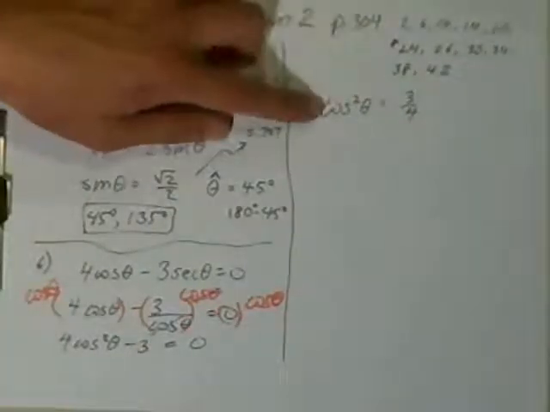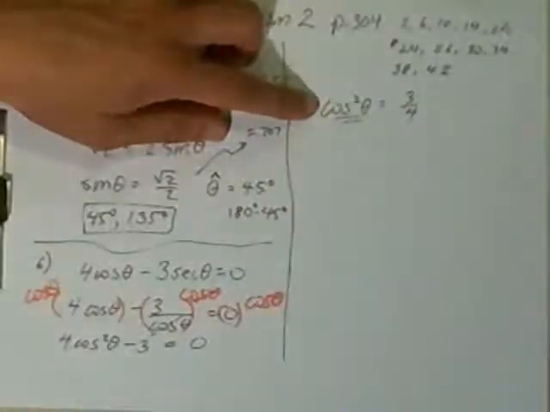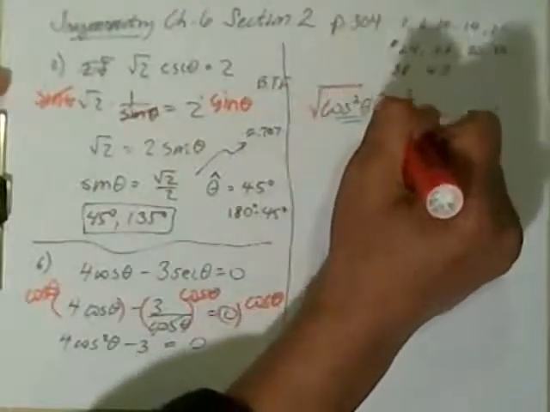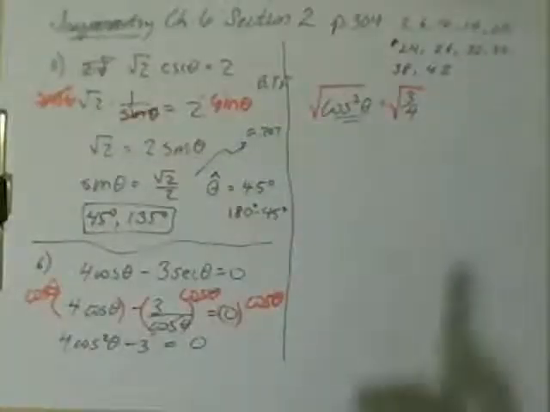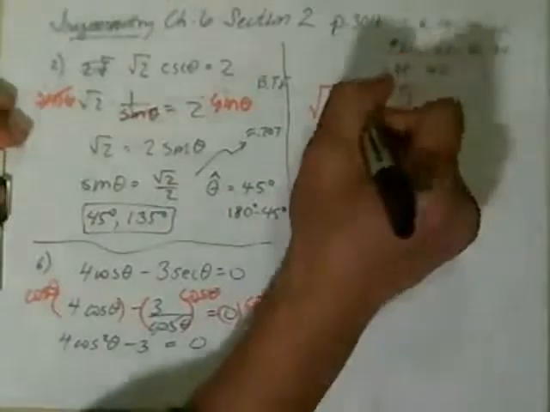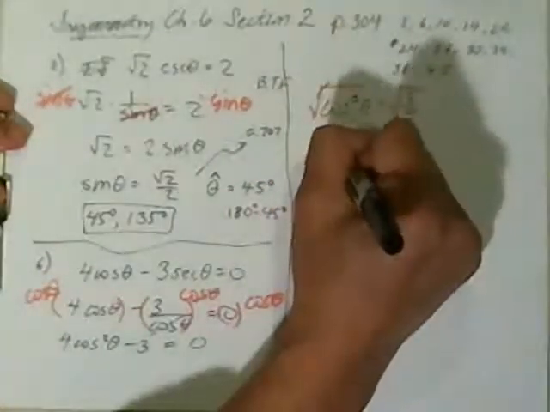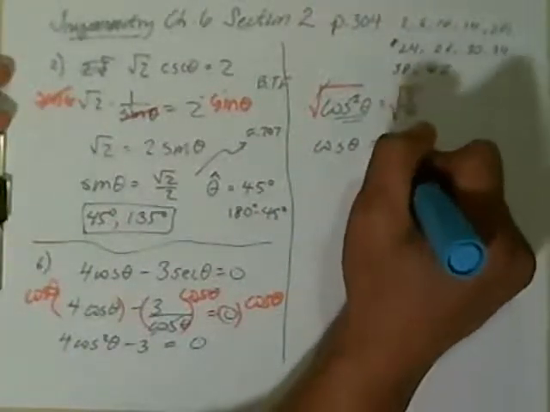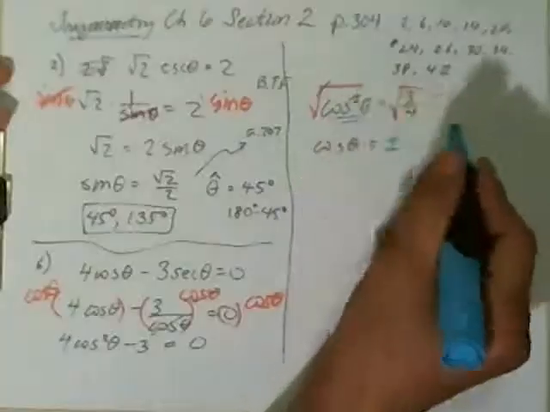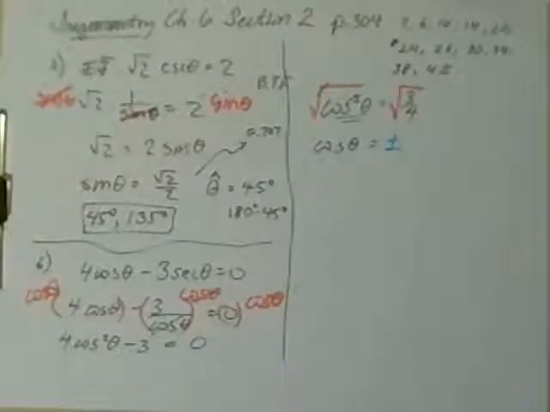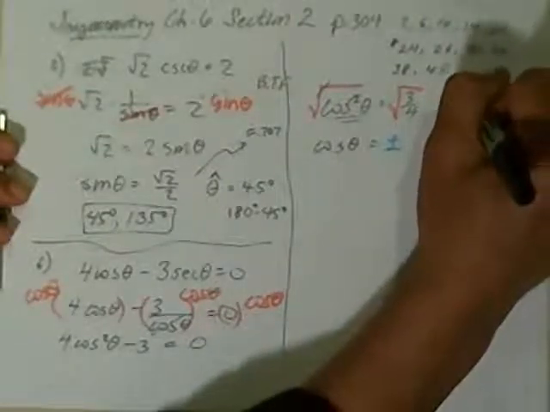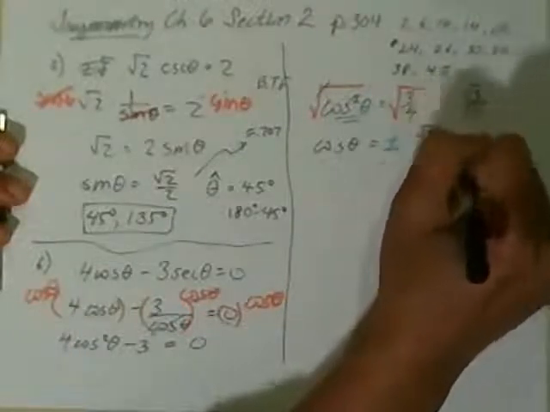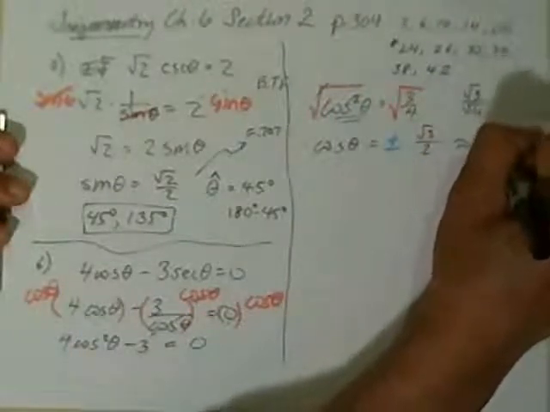How do you solve for cosine theta? That's a little tricky. Because of the square, I'm going to square root the left side, square root the right side. On the left side of the equation, the square and the square root cancel. They're inverse operations. Cosine theta. And I know a lot of you are going to forget to do this: put the plus or minus when you take the square root of both sides. You've got to put the plus or minus. And then square root of 3 over 4 is the same thing as square root of 3 over the square root of 4, which is plus or minus root 3 over 2. I know that to be approximately 0.866.